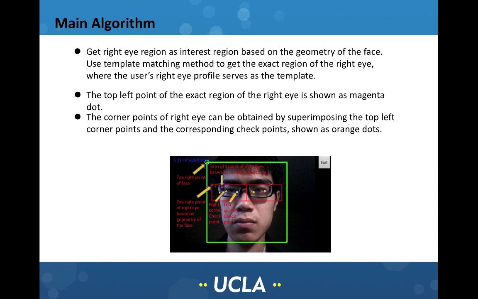It then gets the right eye region as the region of interest based on the geometry of the face. It uses the template matching method to get the exact region of the right eye, where the user's right eye profile serves as a template. The top left point of the exact region of the right eye is shown as a magenta dot here. The corner points of the right eye can be obtained by superimposing the top left corner points and the corresponding checkpoints got from the profile setup stage, shown as the orange dots here.